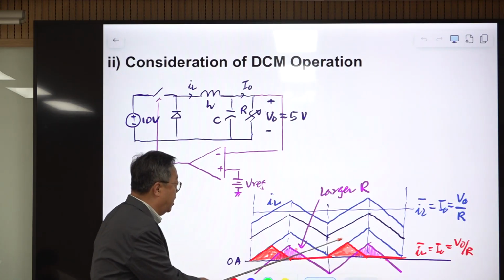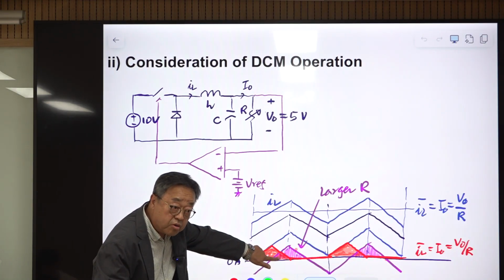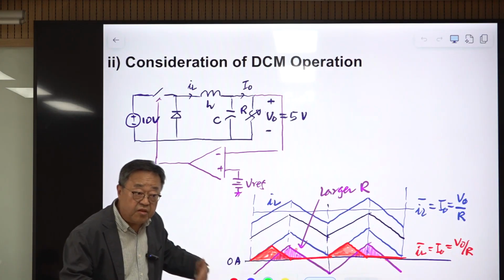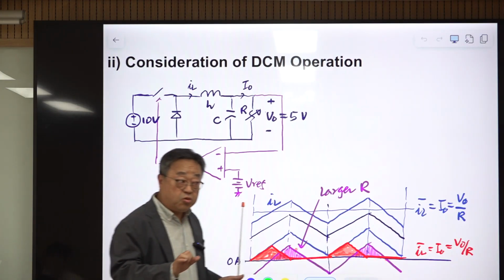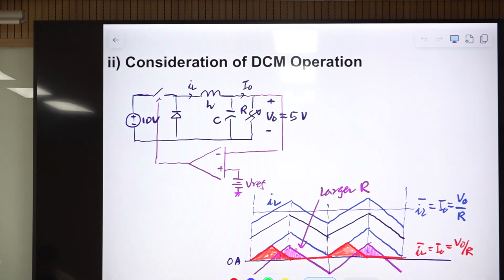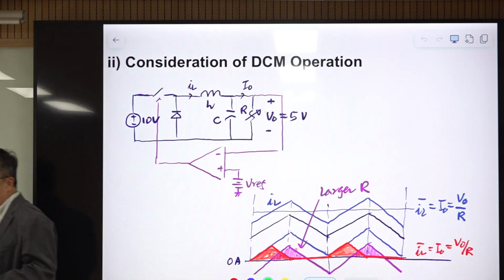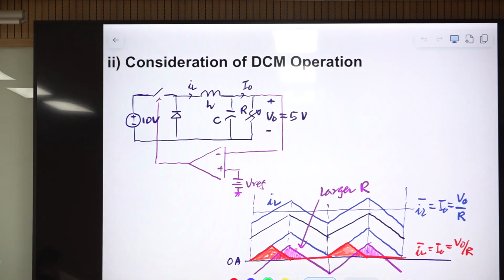For this case, obviously D becomes smaller. That means the voltage gain formula in DCM is totally different from that of the CCM. To maintain the output voltage constant, to regulate at 5 volt, as is the case of the CCM operation, then the duty ratio should be reduced.